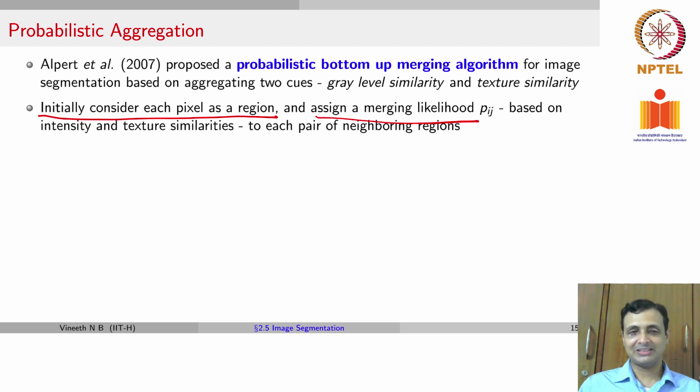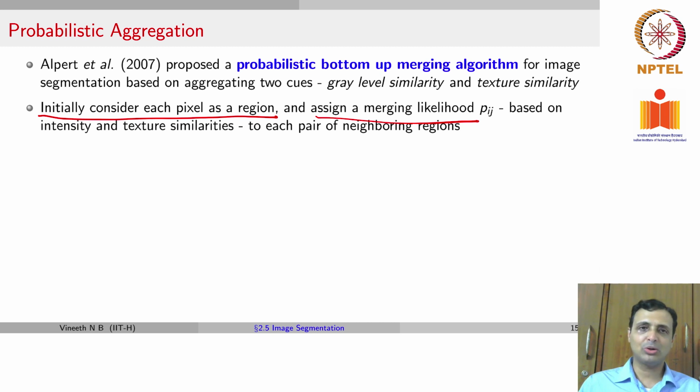So for every two pixels i and j, there's a likelihood Pij which says how likely these two pixels are to merge. And how do you assign that Pij? Based on their intensity and texture similarities. We are not going to go into each of those details. I will point you to the reference. If you're interested in knowing how exactly it's implemented, you can look at the paper for those details.